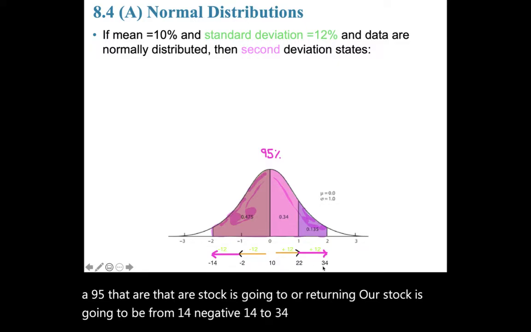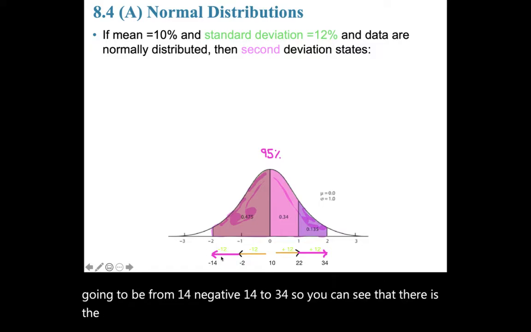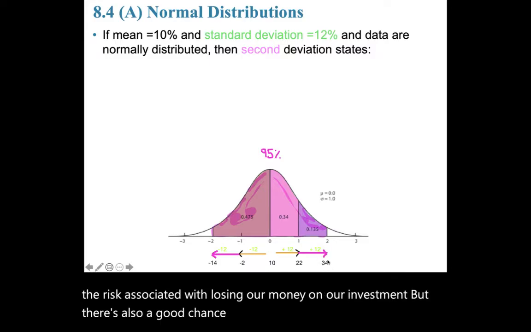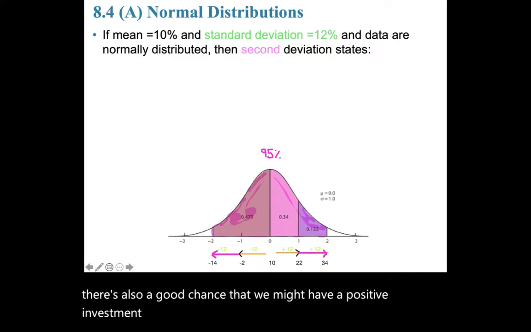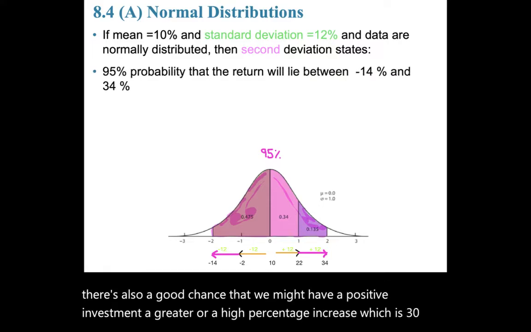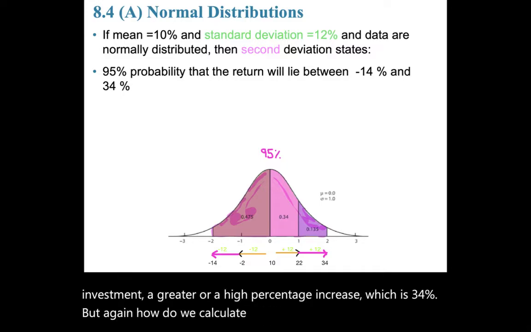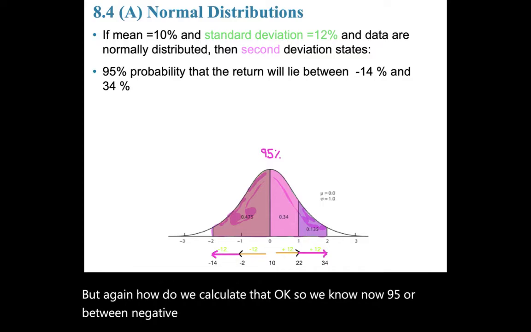So you can see that there is the risk associated with losing our money on our investment, but there's also a good chance that we might have a positive investment, a high percentage increase, which is 34%. But again, how do we calculate that? Okay, so we know now 95% will be between -14 and 34%.